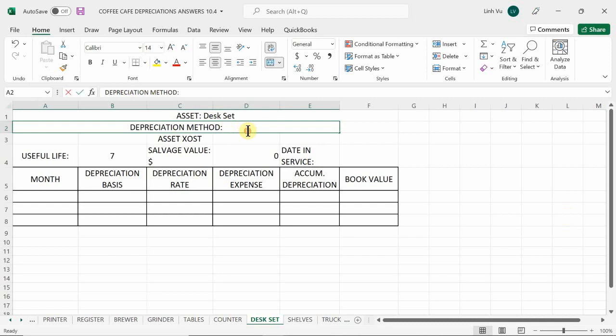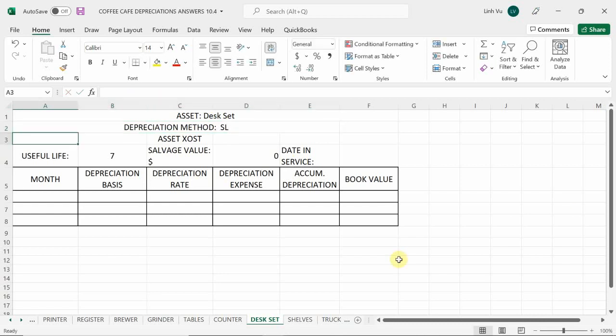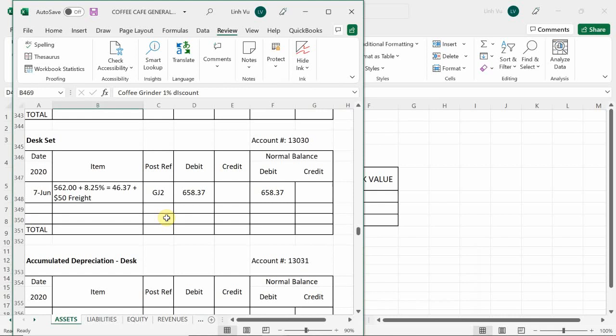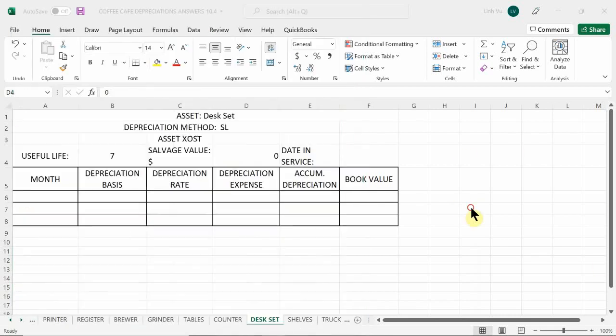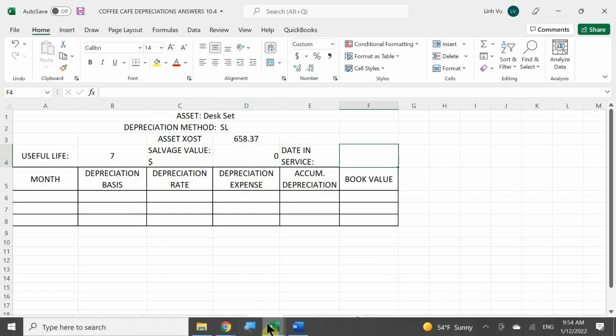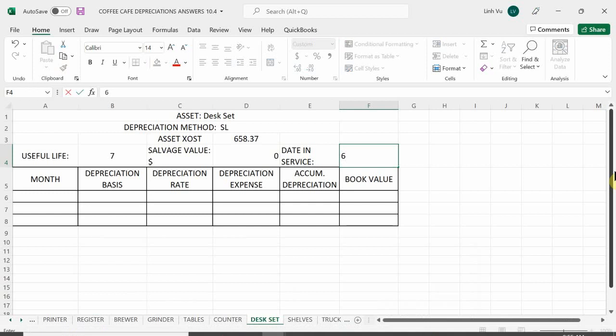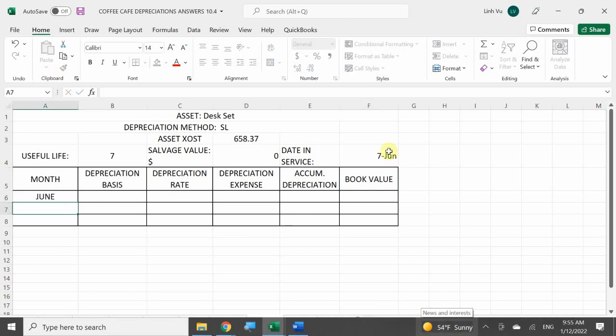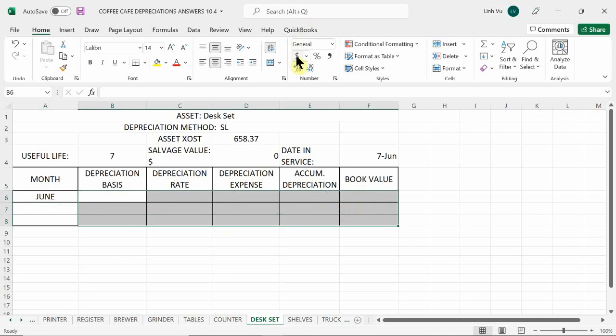And we're doing straight line. Okay, date that we placed into service. Okay, here you go. Desk set is $658.37. And the date that we placed into service is as of June 7th. So what is depreciation basis? $658.37.